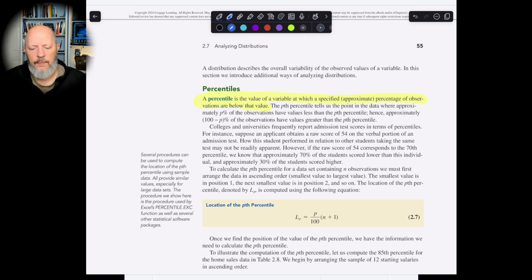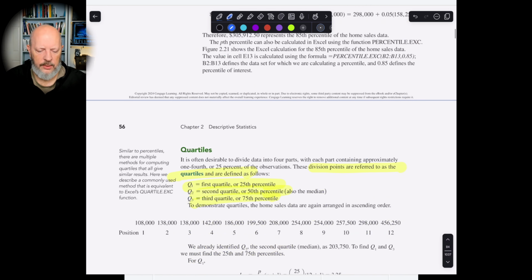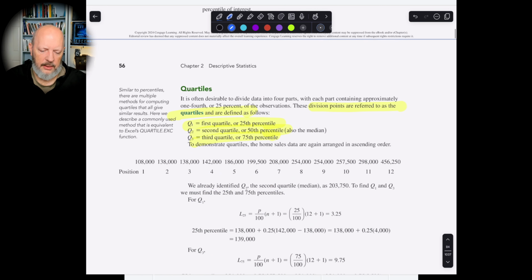The top 1% of income earners in 2024 might have to make above 300,000, whereas the top 1% of income earners 20 years ago might have to make, I don't know, above 200,000. It gives us a way to compare apples to apples. Some ways to think about it. Quartiles are basically the same thing.